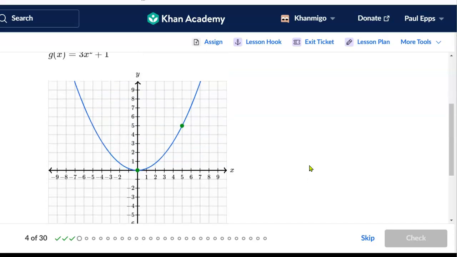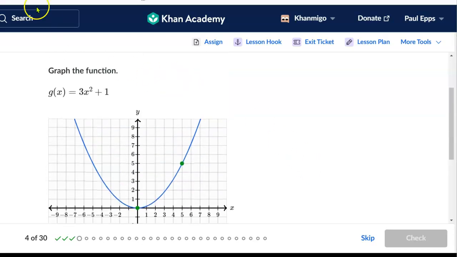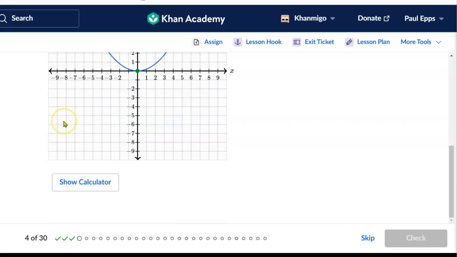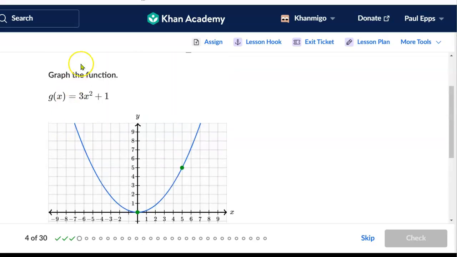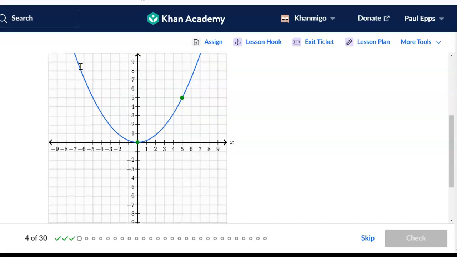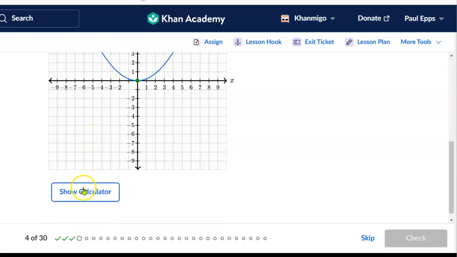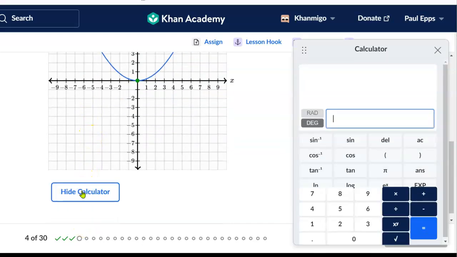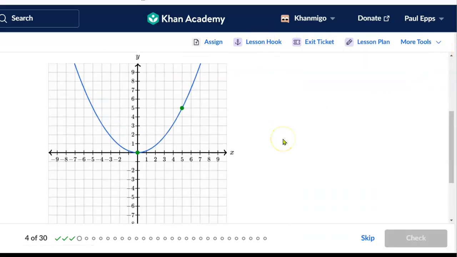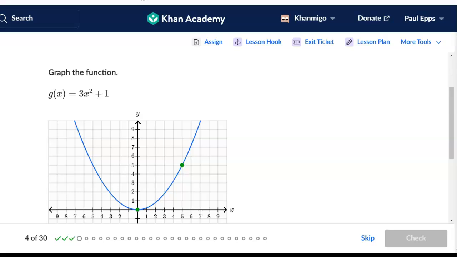Graph the function. All right. Graph the function 3x squared plus 1. Show calculator. Yeah. Well, okay. What kind of a calculator is it going to show us? Oh, like that? Okay. In that case, let me look at this for a second.